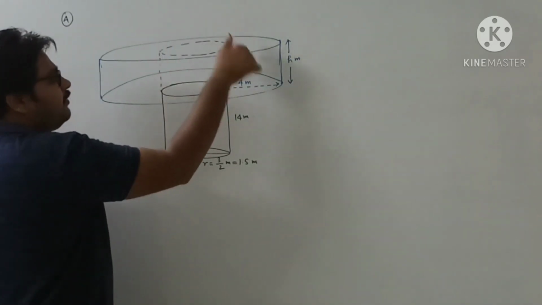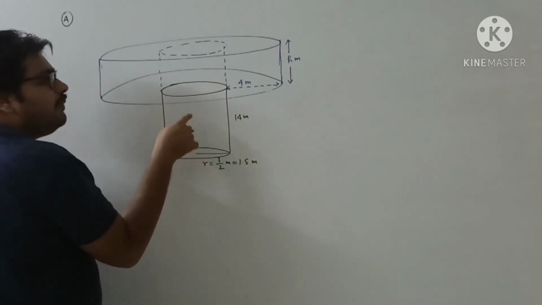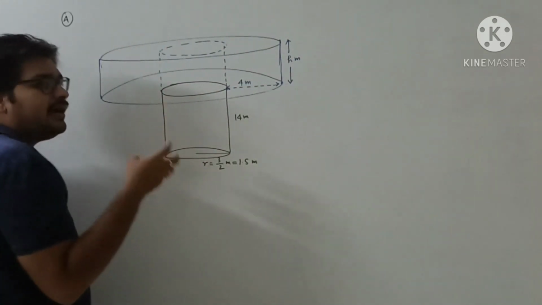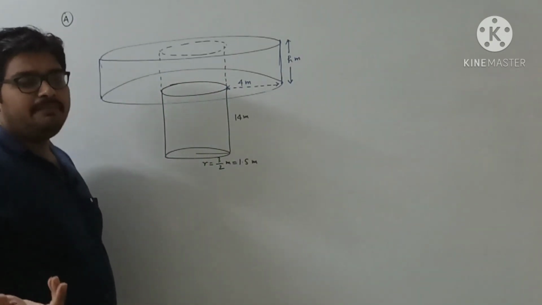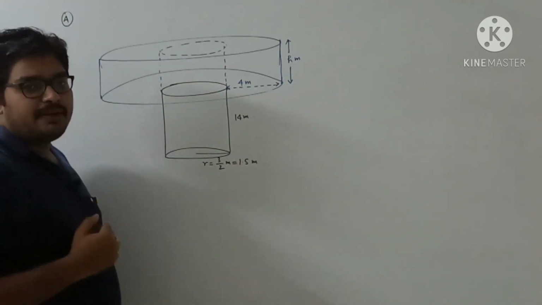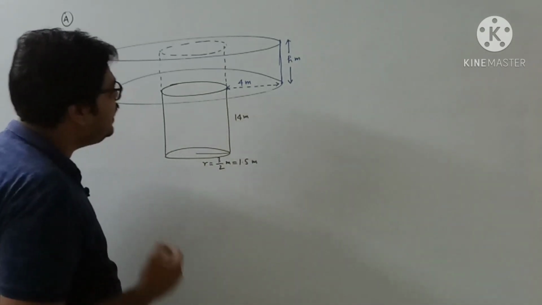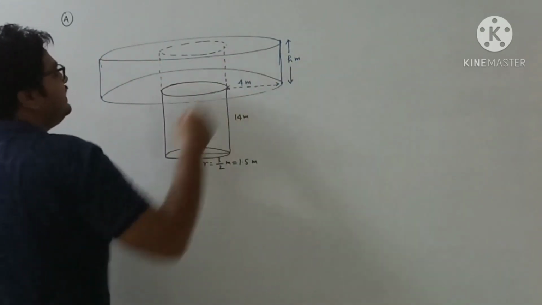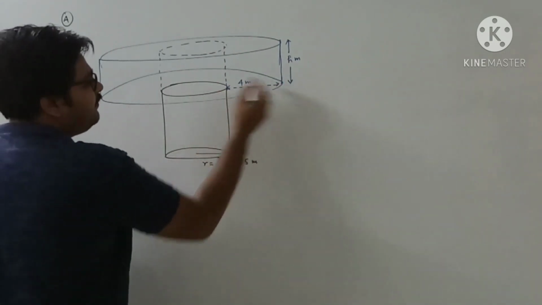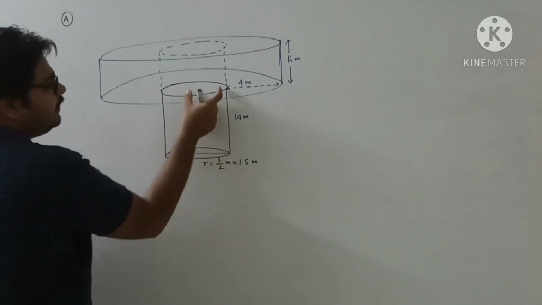And that embankment volume is equal to the volume of this well, because the earth dug out from this well is used to make this embankment. So by solving them, you can get the height of the embankment. For that, I need the radius of this bigger cylinder. This is 4 meter, and this one is 1.5 meter.